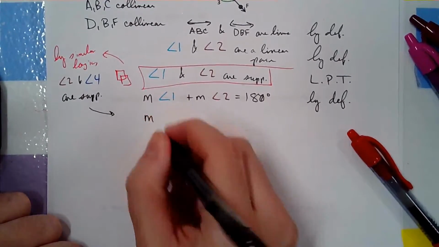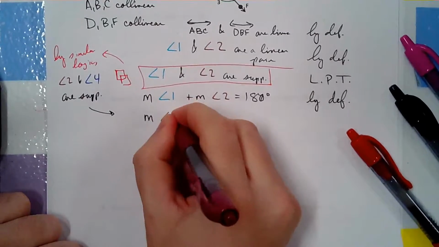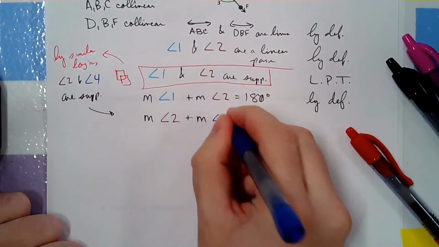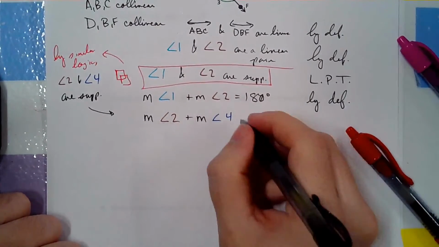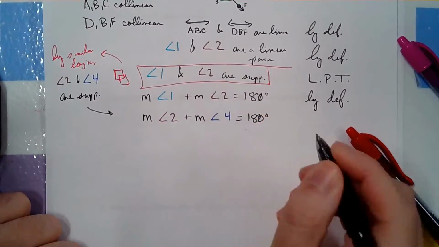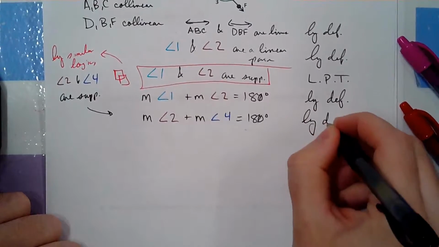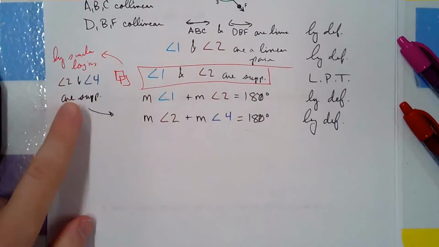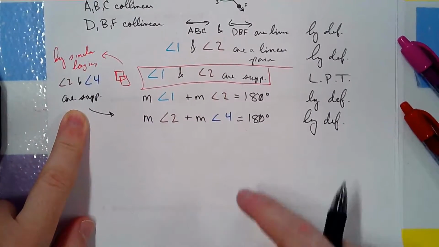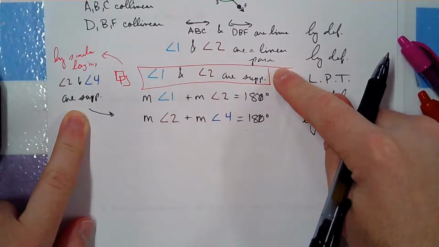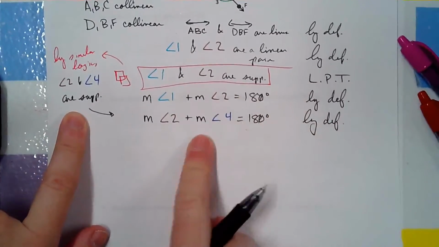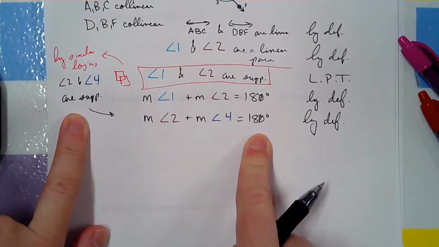Okay, cool. Now I'm back to here. So now I know measure of angle 2 plus measure of angle 4 equals 180 by definition. See how that works? Right? I got that these guys are supplementary, just like I got that these guys are supplementary. From that, I concluded that's 180. From this, I concluded that's 180.